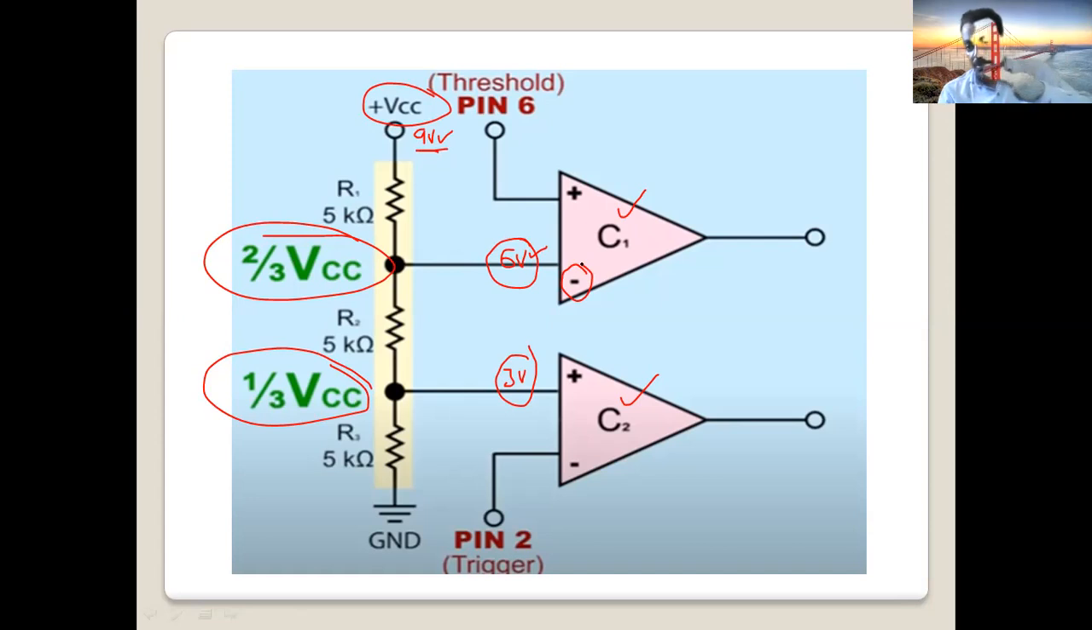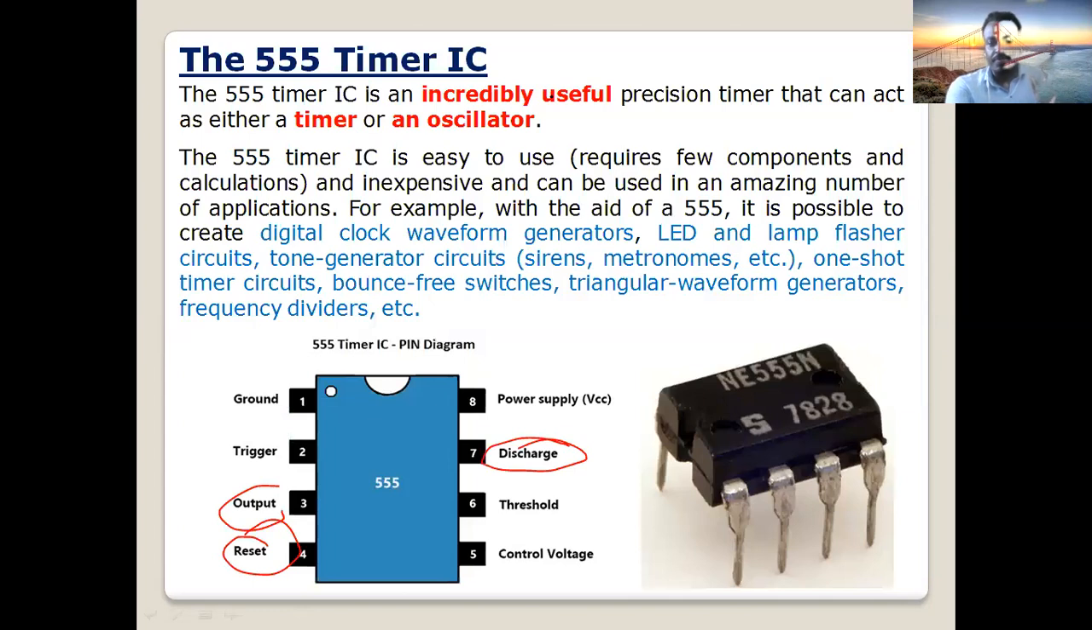Comparator, how many inputs? 2 inputs. So what is the other input? Here, the positive terminal. That is our input, the threshold input, pin 6. In our IC, what is pin 6? Here.